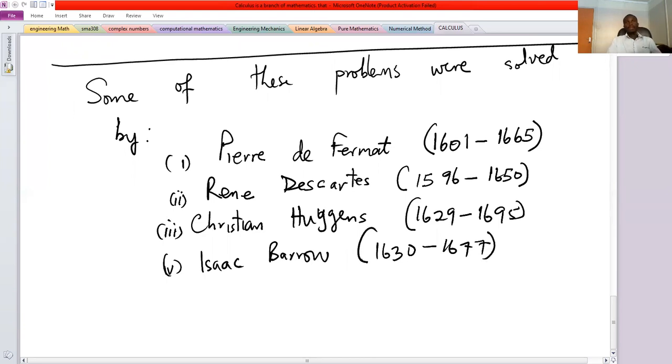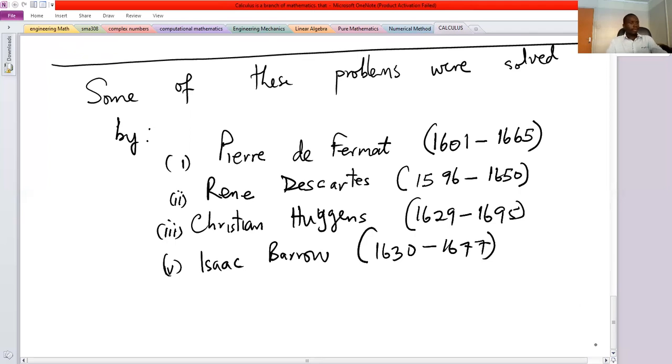So these are some of the people who also made some contribution to the subject of calculus, but the subject was majorly invented by the two scientists, Isaac Newton and Gottfried Leibniz. Newton mostly dealt with explaining calculus concepts from a geometrical point of view, while Leibniz mostly concentrated on solving calculus problems using special notations, like the notation for differentiation.